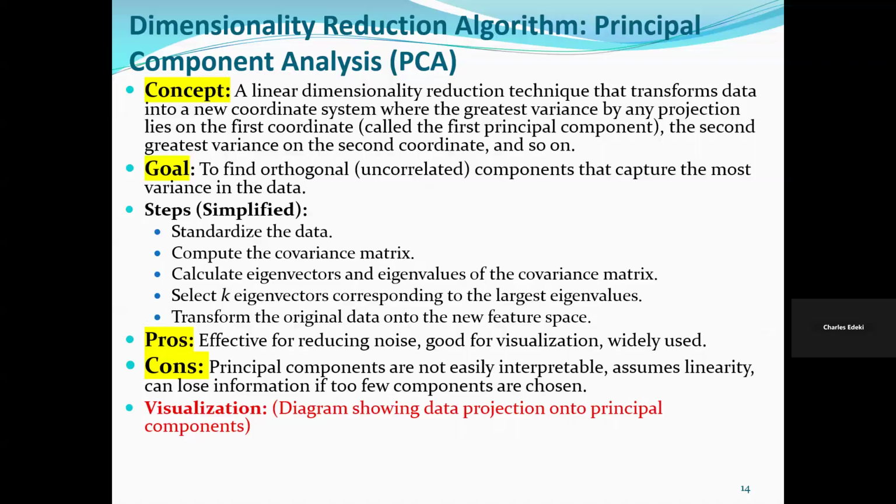Okay, so what are eigenvectors? If you have taken linear algebra, then you understand the concept. Normally an eigenvector represents a direction, and these directions are the principal components along which the data varies the most. So it represents the direction along which the data varies the most.